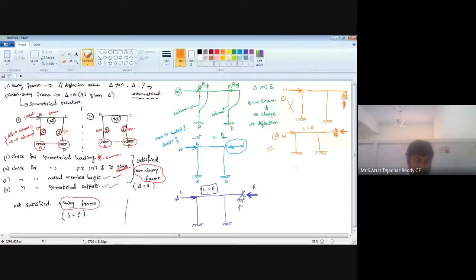Non-sway problems are very easy. Already we have done 3 problems in the continuous beam. In the same way we can calculate in the non-sway also. There are no changes. Each and every point is the same in the non-sway problem. But the sway frame is somewhat difficult. It is a lengthy process. Okay. Next.